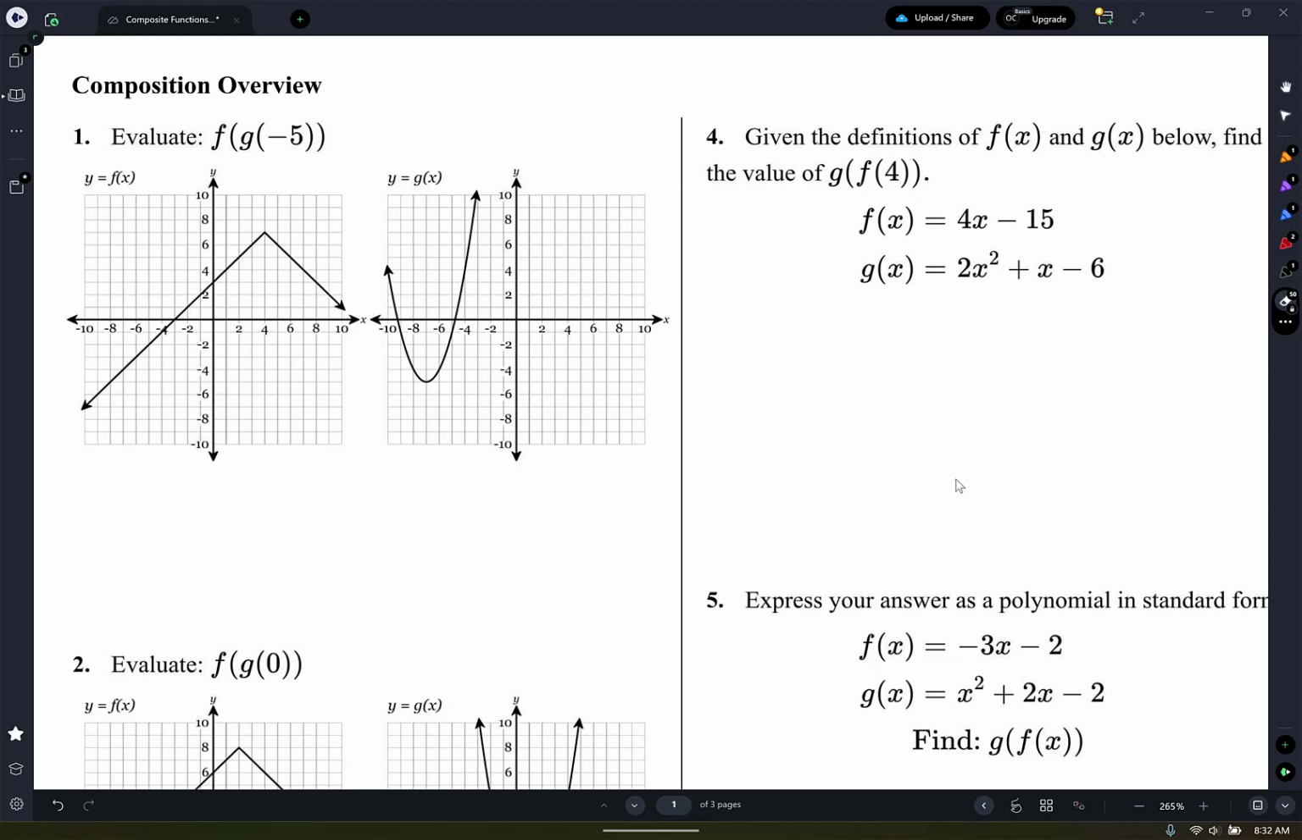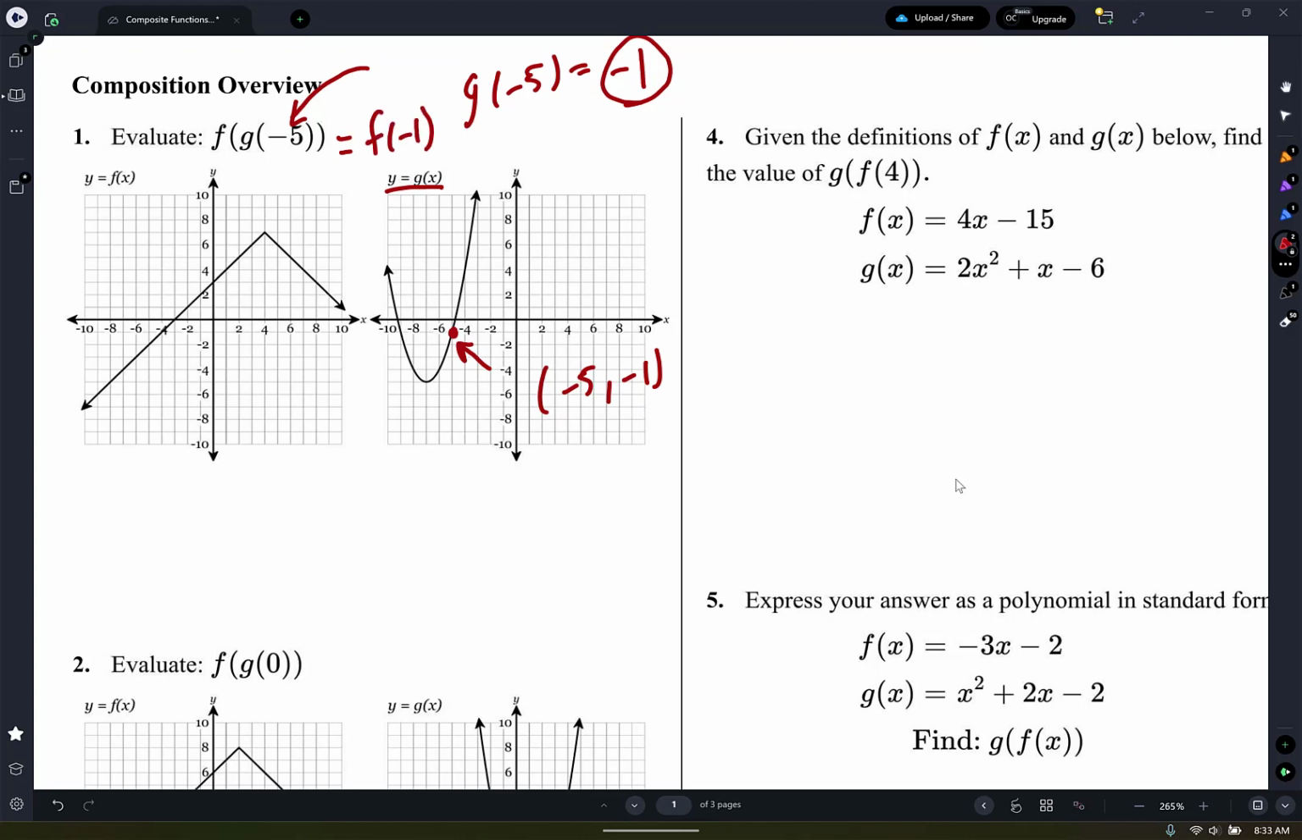So question number one, it says evaluate f of g of -5. So what you do first, guys, is you evaluate g of -5 first. That's going to be your input for f of x. So you go g of -5 equals, and here's the graph of g. So I go to -5, and I see that at -5 I have a coordinate at -1. So -5 comma -1. So this is my input for f. See? So f of -1.